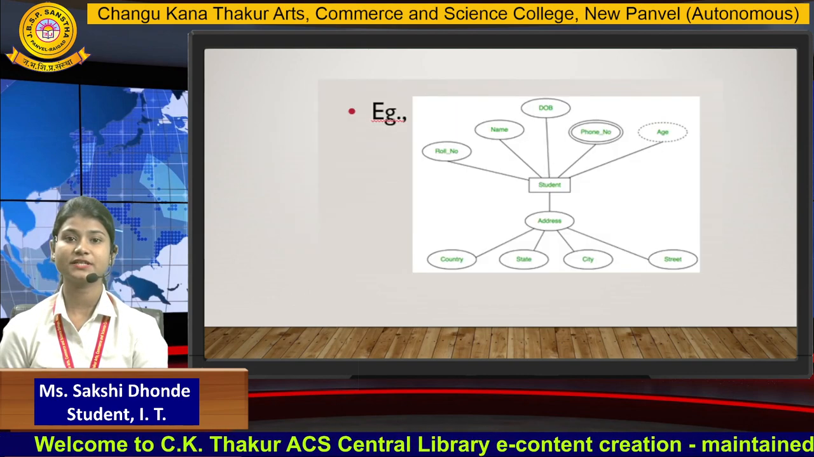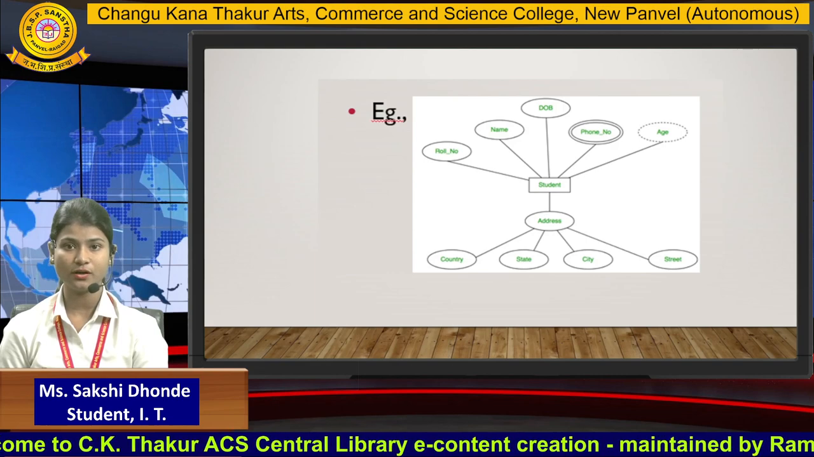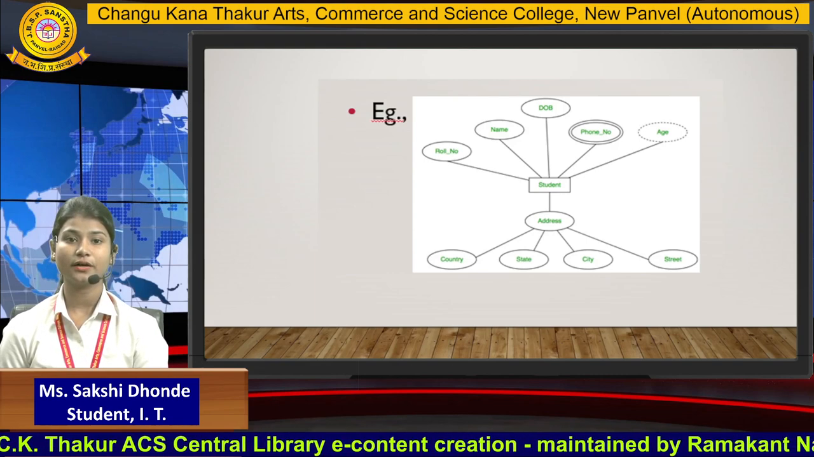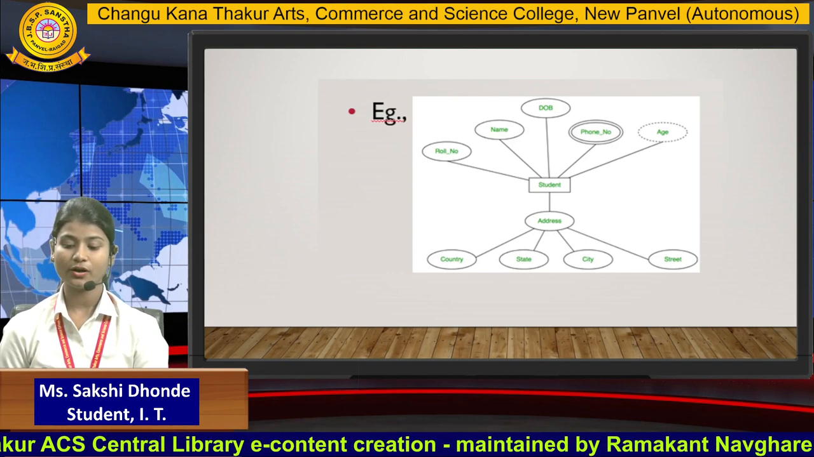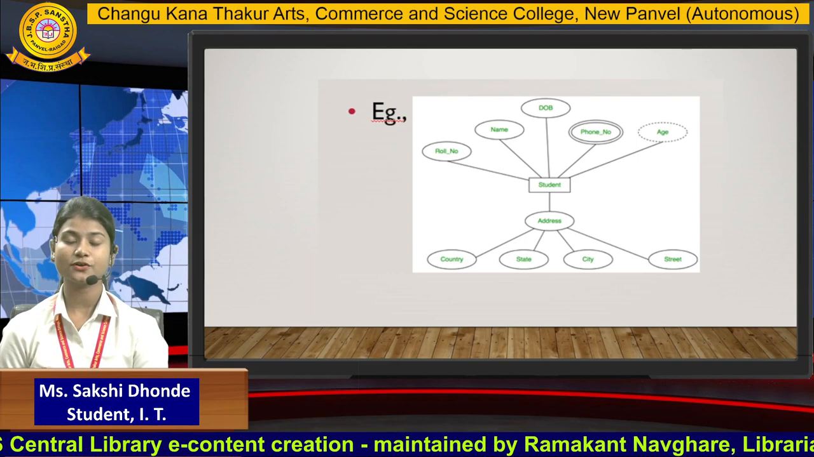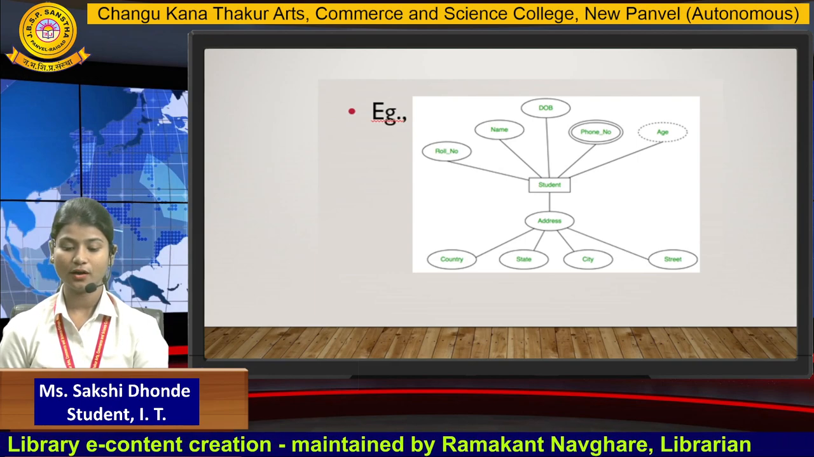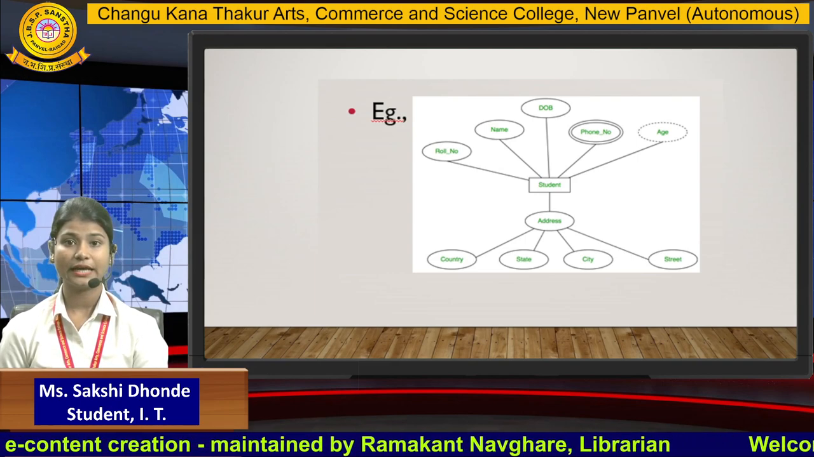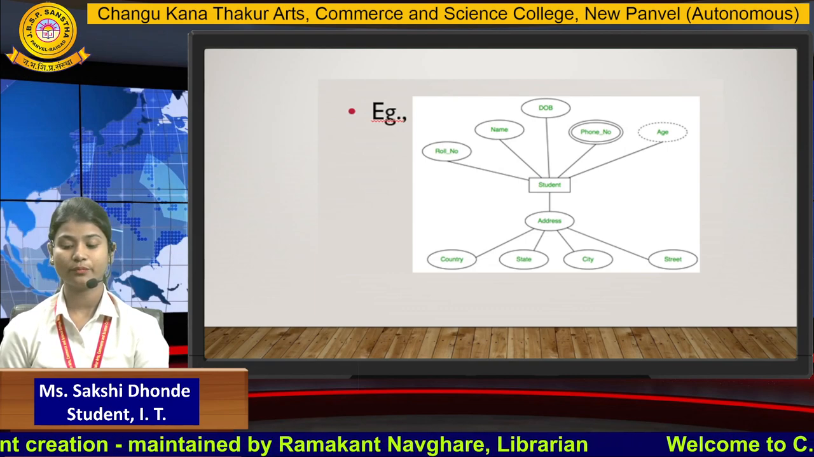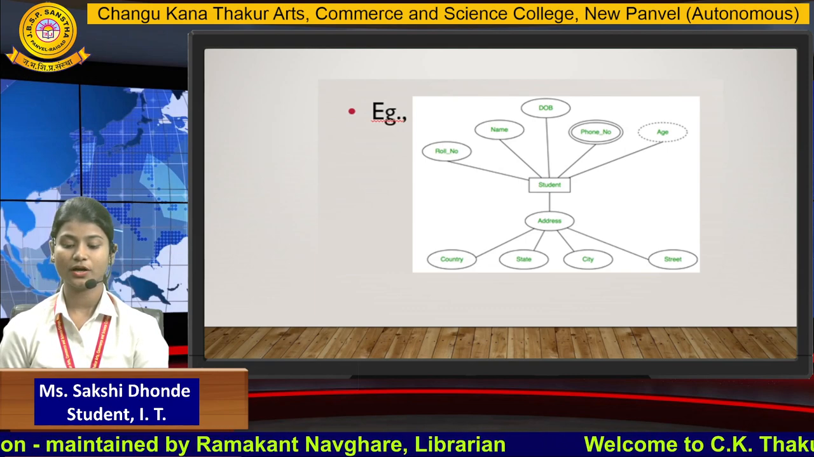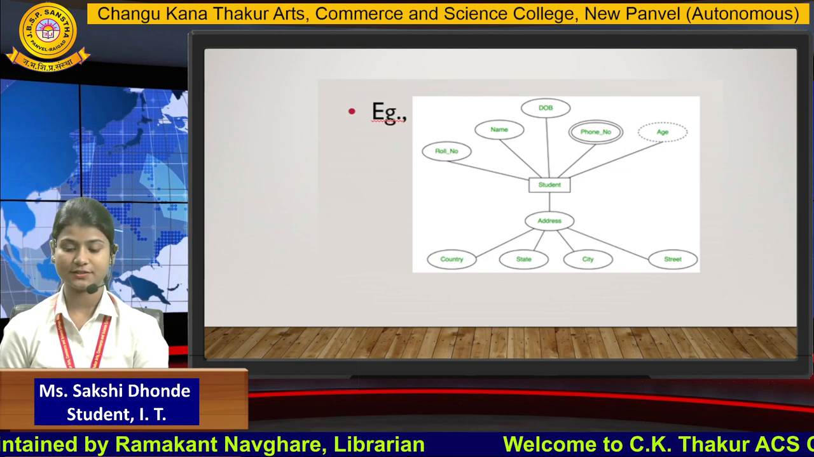And here is the example of ER model. Here I have taken an entity student, and these are the attributes of the entity student, like roll number, name, date of birth, phone number, age, country, state, city, street, etc.